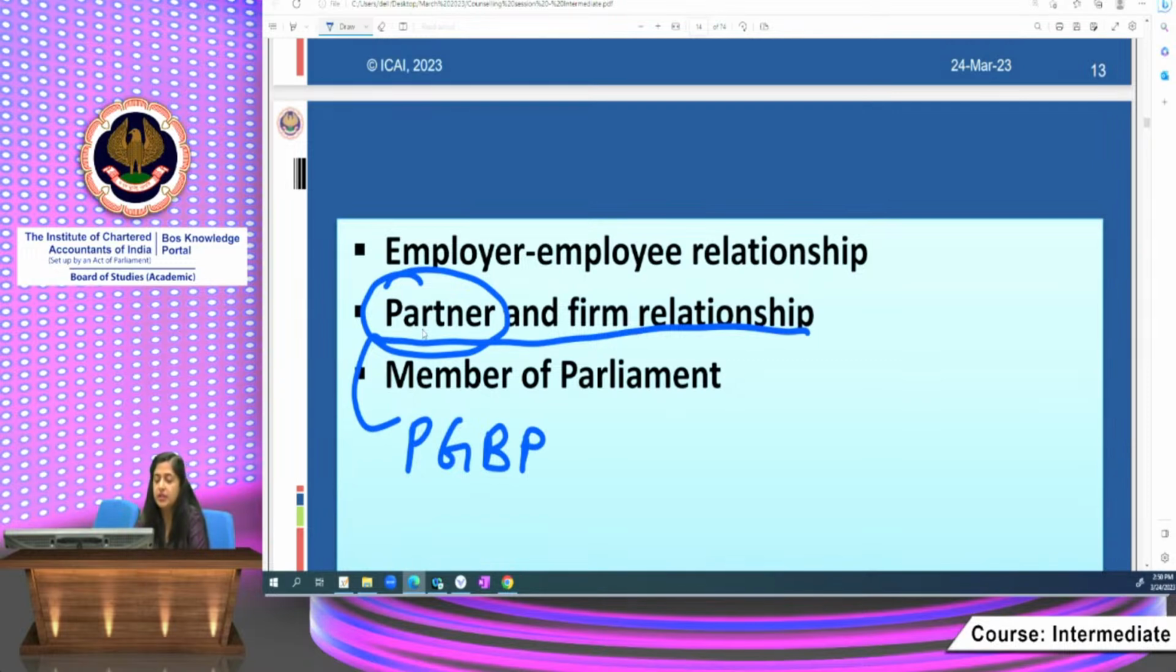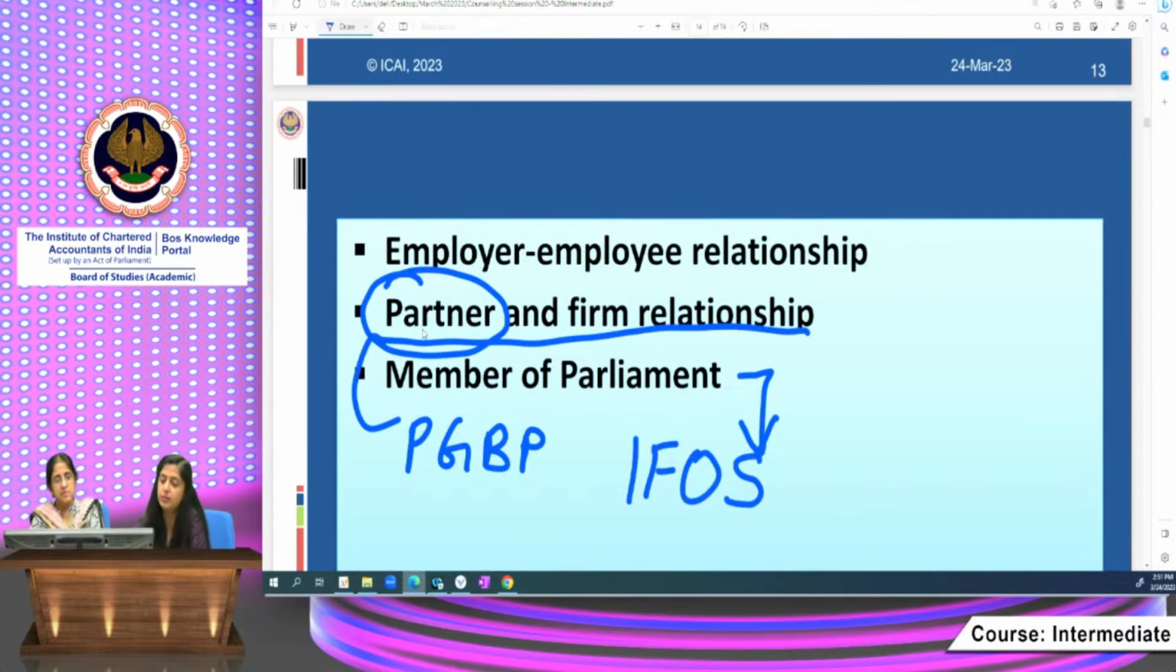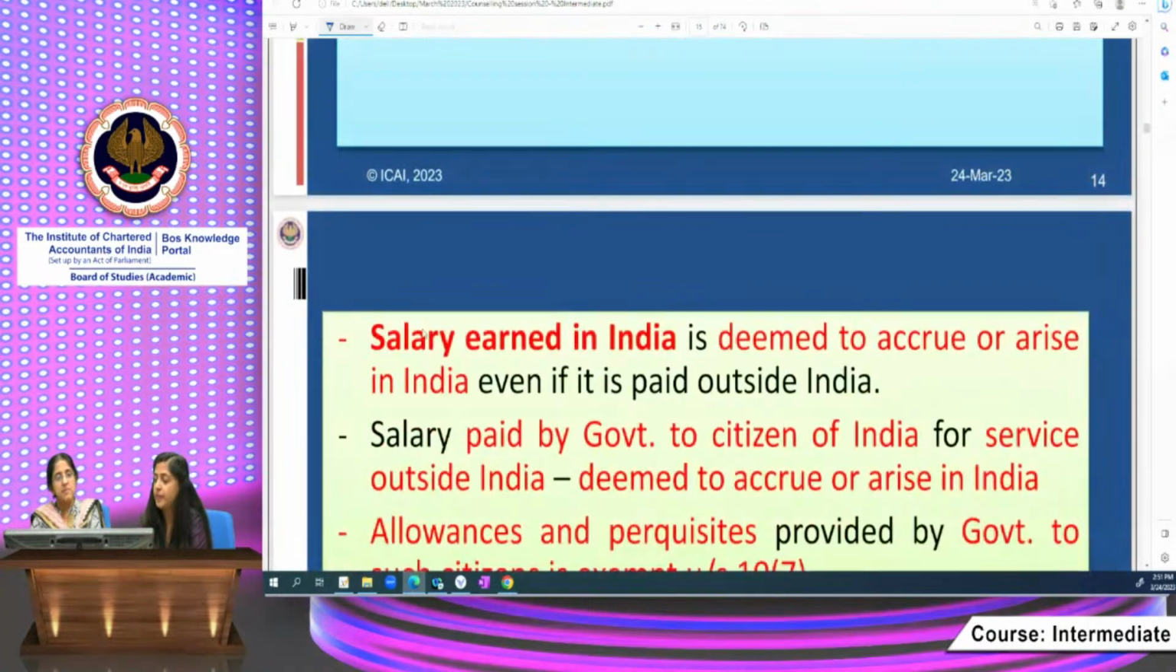Similarly, next is members of parliament. Suppose they are a member of parliament, MP, MLA, and they are receiving some allowances from the parliament, then there is also no employer-employee relationship. So in that case, whatever allowances they are receiving will be taxable under the head income from other sources, because there is no employee-employer relationship.